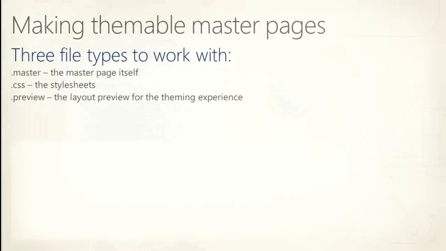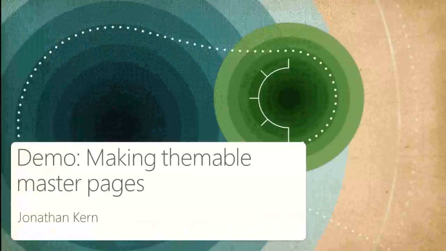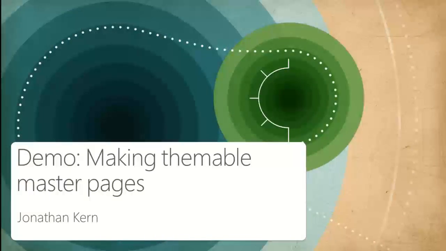So in SharePoint 2013, there are 3 file types to think about when you're building a custom master page. There's, of course, the master file itself, 1 or more CSS files that go along with that master page to describe styles, and finally, a new preview file that's used in the theming experience, as Lionel showed. Enough with the slides. Let's go to a demo.